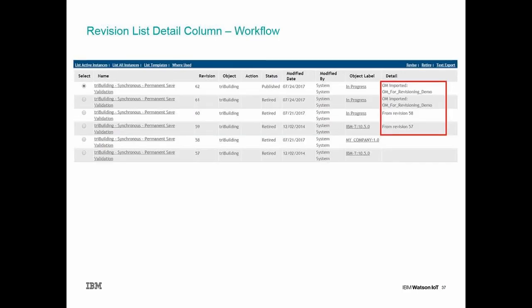And then here's what it looks like for query. And then similar for workflow. I didn't put screenshots in here for modules, navigation collections, navigation items, portals, portal sections, and UX metadata, but essentially it's the same thing. Except for those items, we don't support reversioning. So the only thing in the detail column for those items I just mentioned would be the OM imported information.